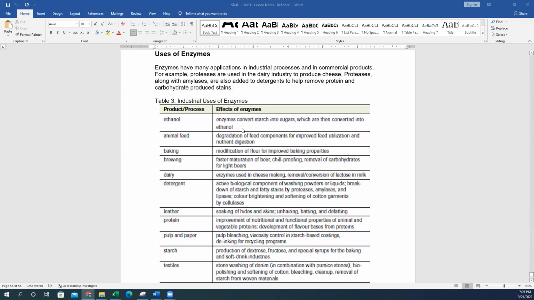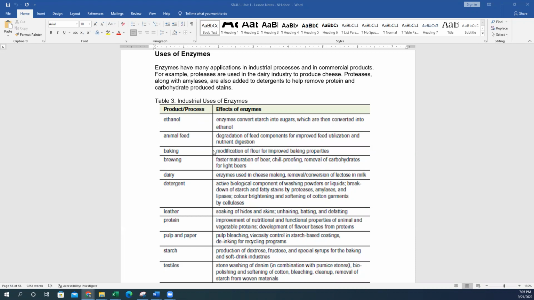For example, enzymes that have the ability to convert starch into sugars, and then the sugars are converted to ethanol. So that's enzymes that are involved in fermentation. So in the production of alcoholic beverages and wine, these enzymes are carrying out that reaction.